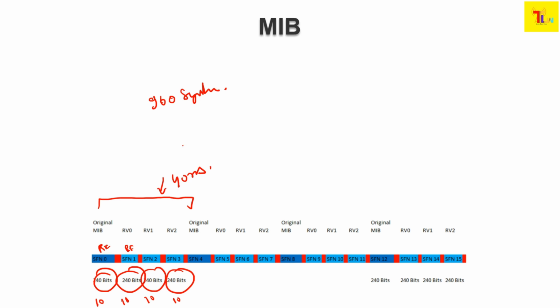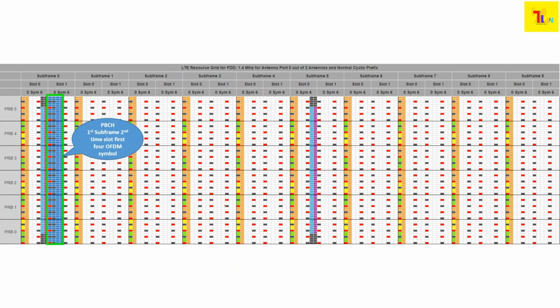And I have already mentioned that after 40 milliseconds your original MIB will come, and again for the next four radio frames it will be decoded, and then your original MIB will come again. This is how you get the MIB at the lower layer. So 960 symbols divided by 4 gives 240, 240, 240, 240. This is how exactly it is mapped.